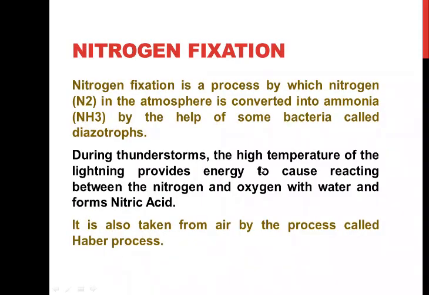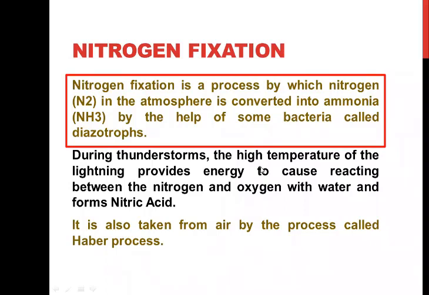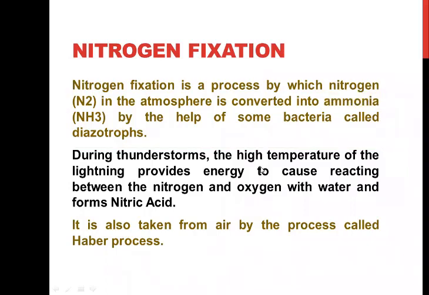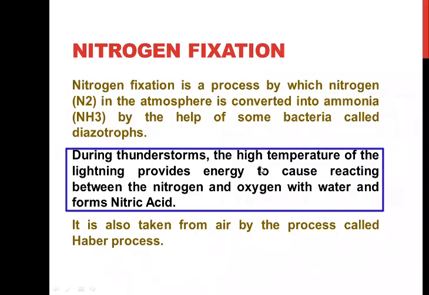Nitrogen fixation is a very important natural process in which some bacteria present in the roots of some plants convert the nitrogen in the atmosphere into ammonia, which is a compound of nitrogen. The second way is through lightning during a thunderstorm. What happens is the temperature is increased due to the lightning, which causes the atmospheric nitrogen to react with oxygen along with the water. So the three combine together to form nitric acid. That acid, when it falls back to the surface through the rain, is provided to the soil.